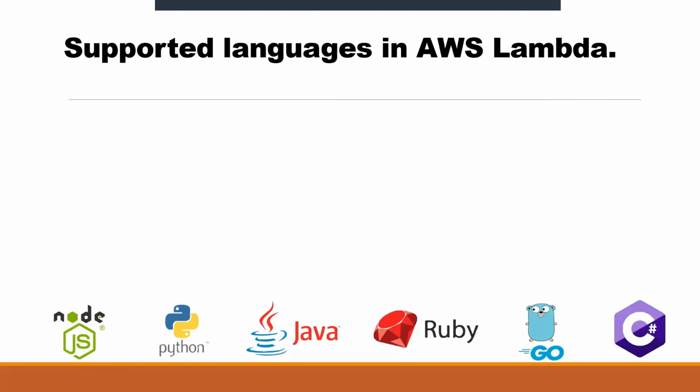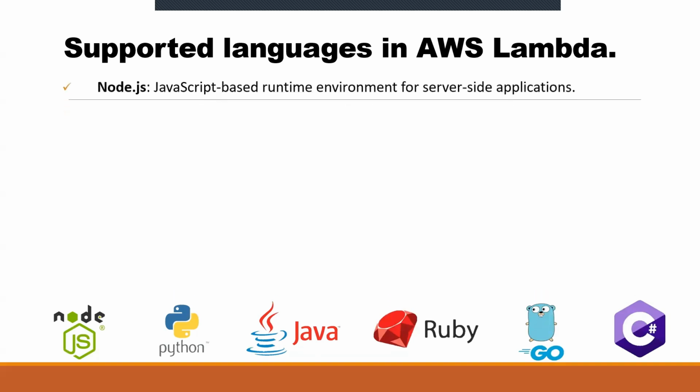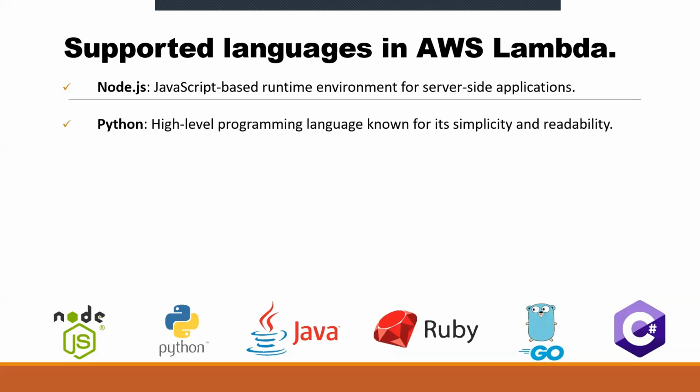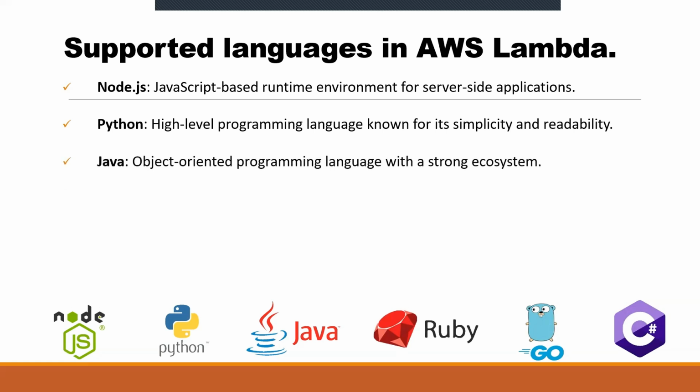So now we will see which are the languages which are supported in AWS Lambda. First one is Node.js, which is JavaScript based runtime environment for server-side applications. Second is Python. It is a high-level programming language known for its simplicity and readability. Third is Java. Java is an object-oriented programming language with a strong ecosystem.